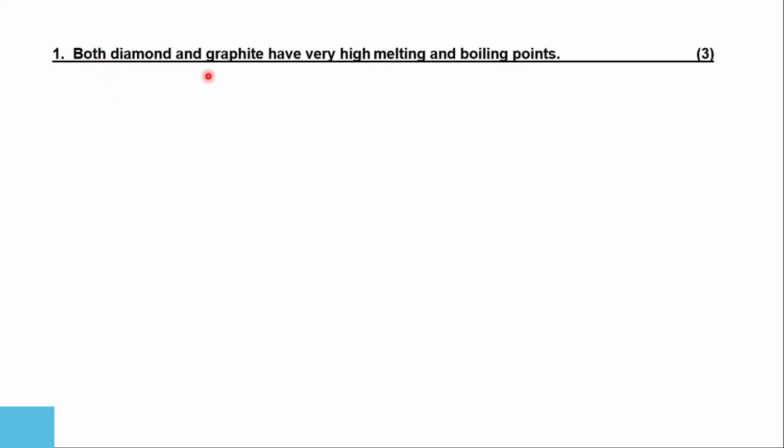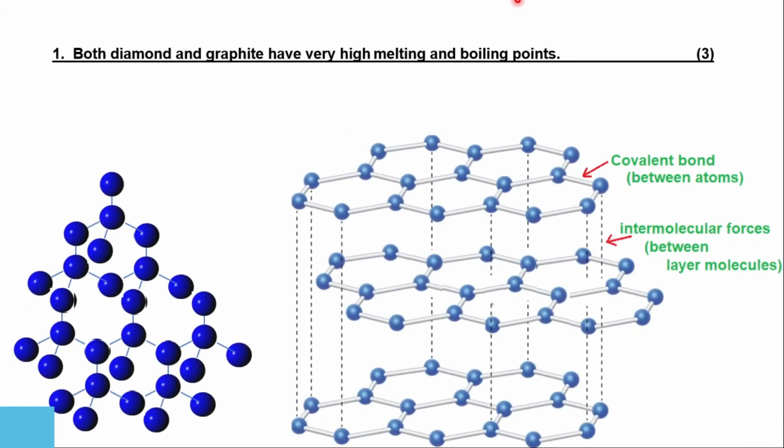Both diamond and graphite have high melting and boiling points. And for answering these questions, you first have to remember or recall the structure of diamond and graphite. If you keep these two structures in your mind, then you can easily answer the questions regarding diamond and graphite. See here, both are macromolecules. For melting and boiling them, that is the first point.